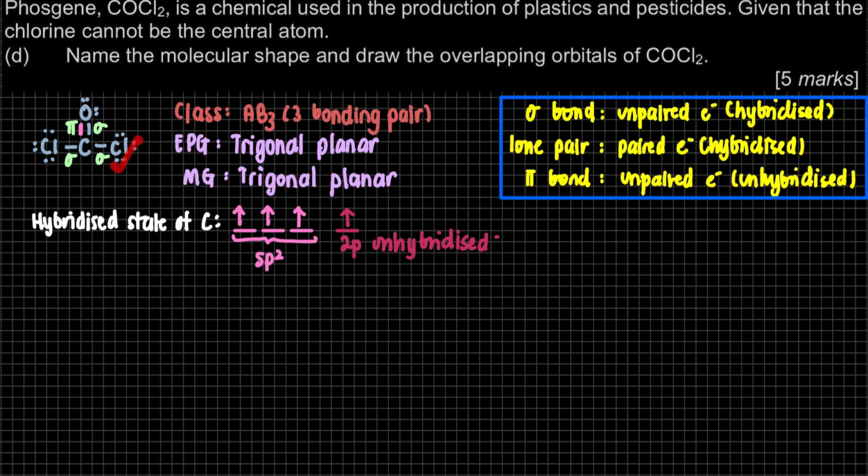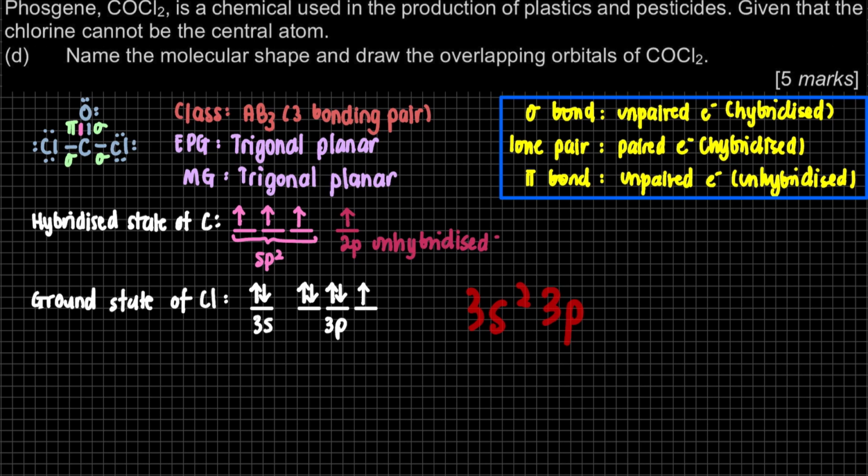Next, for the chlorine. For our terminal atom, we don't have to hybridize. We only show the ground state of chlorine. Since the valence electrons of chlorine are 3s2, 3p5, then this is the drawing. Again, for chlorine we only have 1 unpaired electron. Again, why? Because the unpaired electron will pair with the carbon here, the carbon that is hybridized. So that is for chlorine.